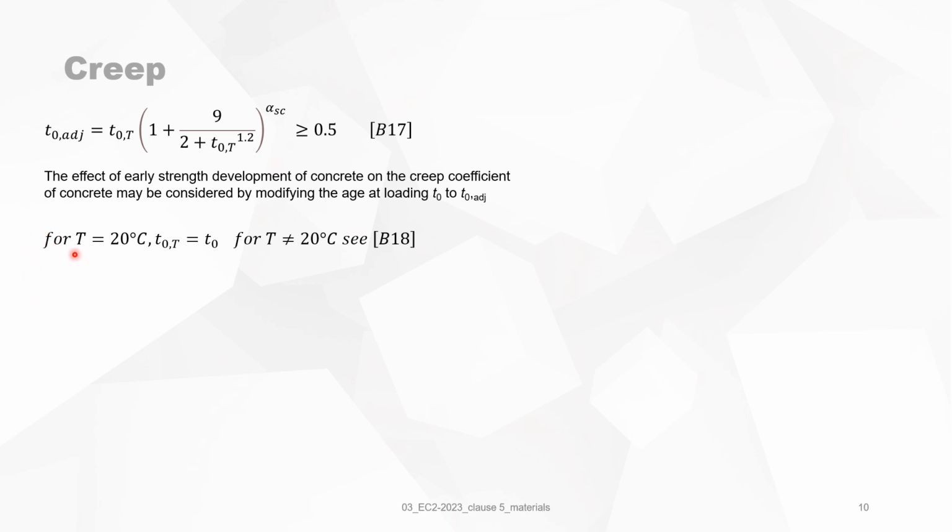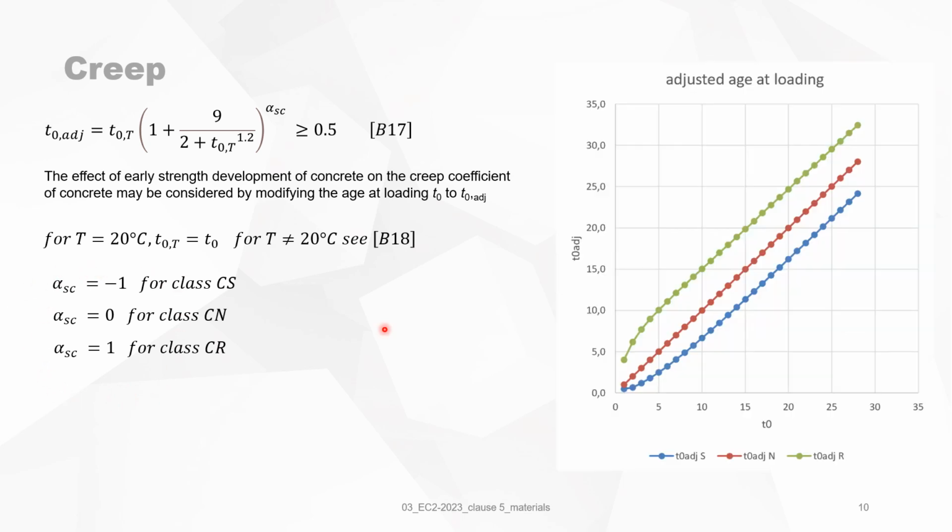For T equals 20 degrees, then T0 adjusted is equal to T0. And for T different from 20 degrees, then you can use another formula, B18, which I did not put here on the slides. The element alpha SC is given here. And you see, alpha SC is 0 for the normal cement class, Cn, which is here the red line.